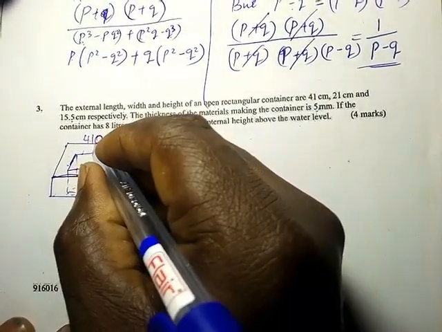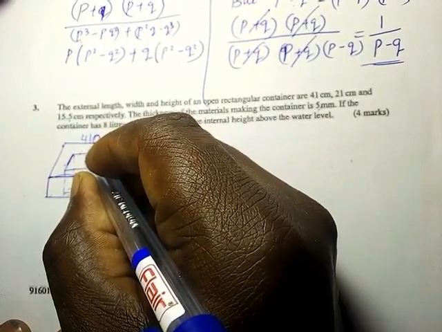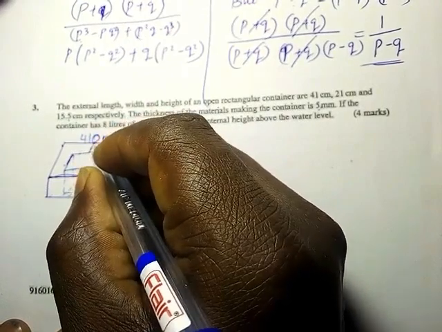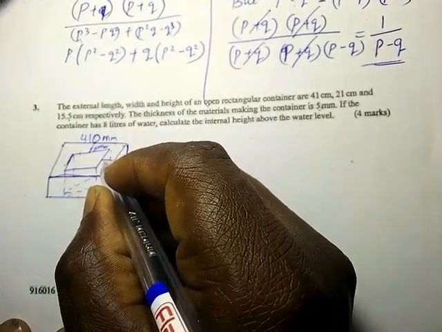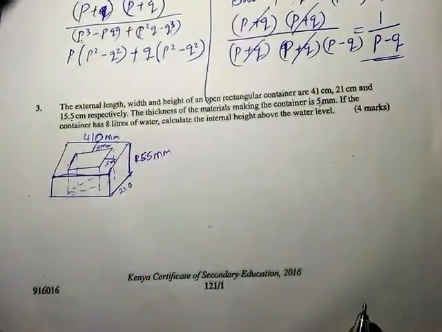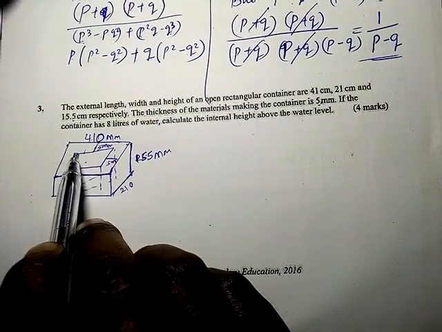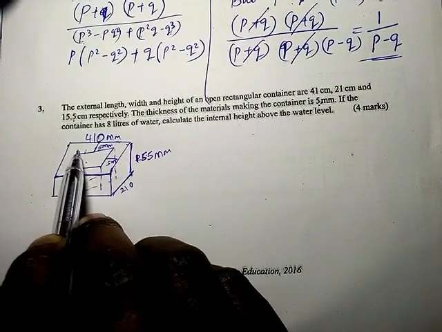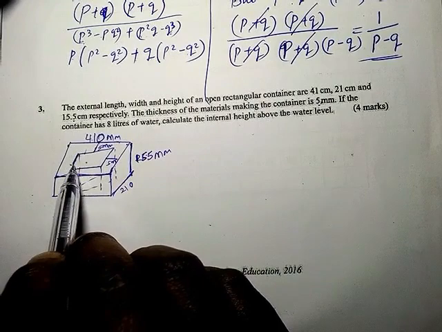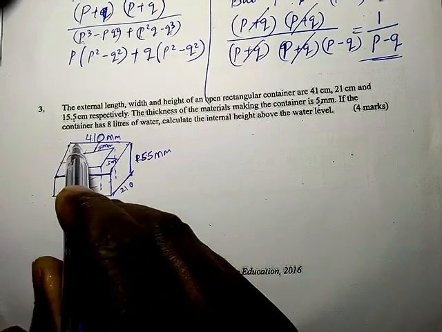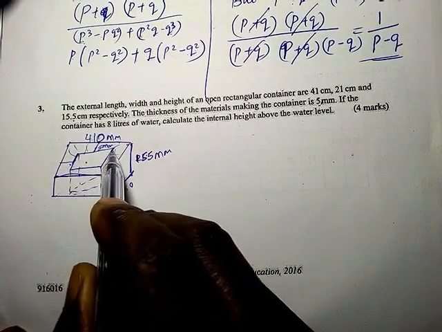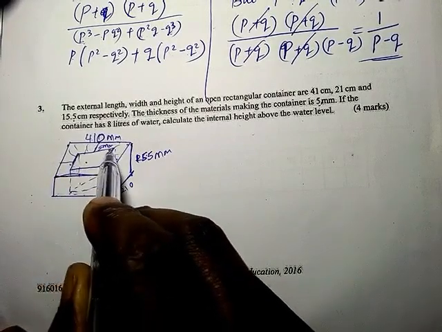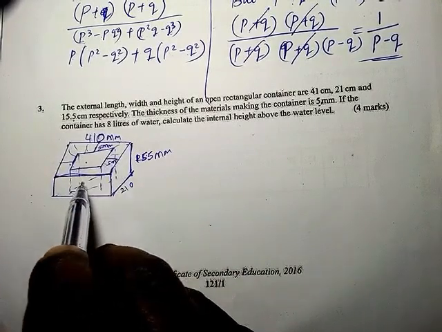So if the space from here up to here is 5 millimeters, from here up to here is 5 millimeters. So tunataka the measurement for the container itself, because this space here is just a metal that is making this. So the container is this one. This is the hole which is going to hold the water.